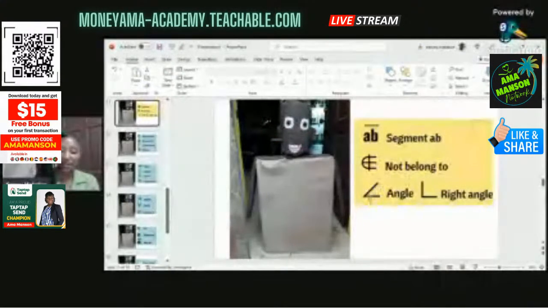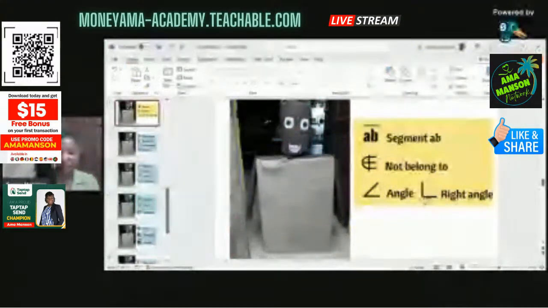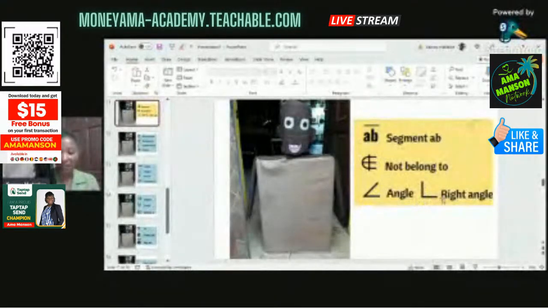This is a symbol for angle. So the angle would be within here. And this is a special angle, which is a right angle, two perpendicular lines forming a 90-degree or right angle.